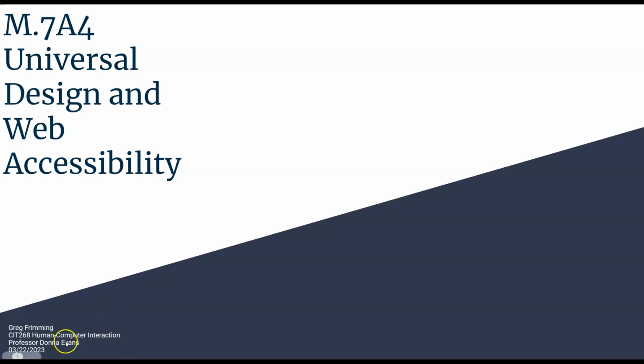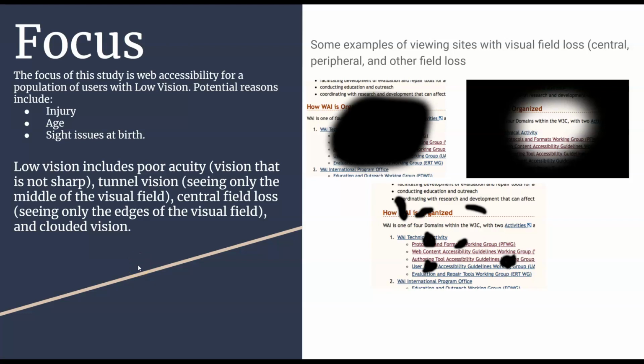I'm Greg Frimming. The focus of this study is going to be about web accessibility for a population of users with low vision. Potential reasons for this could include injury, age, or sight issues at birth. Low vision includes poor acuity, or vision that's not sharp, tunnel vision, seeing only the middle of the visual field, central field loss, seeing only the edges of the visual field, and clouded vision.